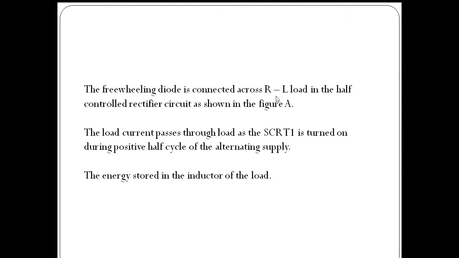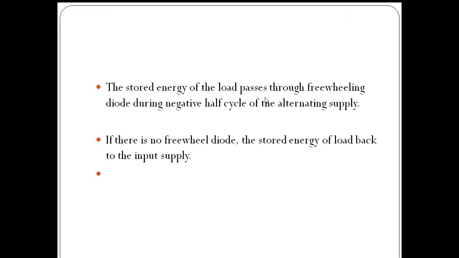The freewheeling diode is connected across the RL load in the half wave controlled converter circuit shown in figure A. The load current passes through the load as SCR T1 is turned on during positive cycles of the alternating supply. The energy stored in the inductor of the load passes through the freewheeling diode during negative half cycles of the alternating supply. If there is no freewheeling diode, the stored energy of the load goes back to the input supply.